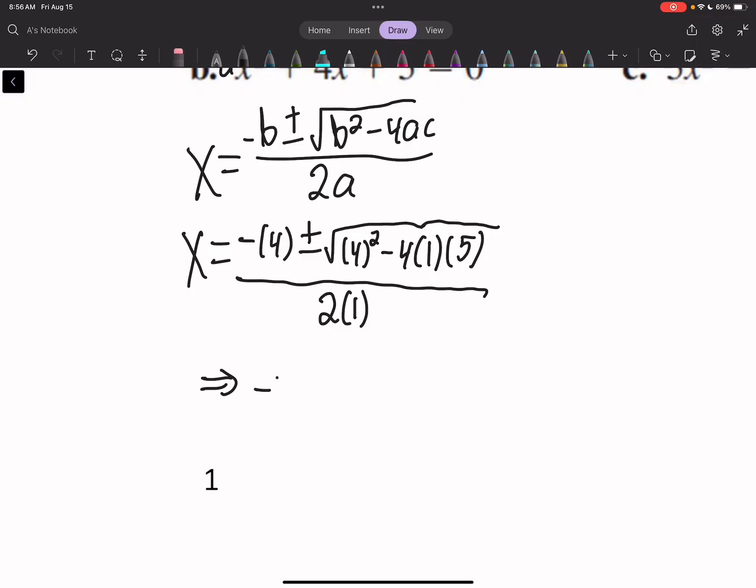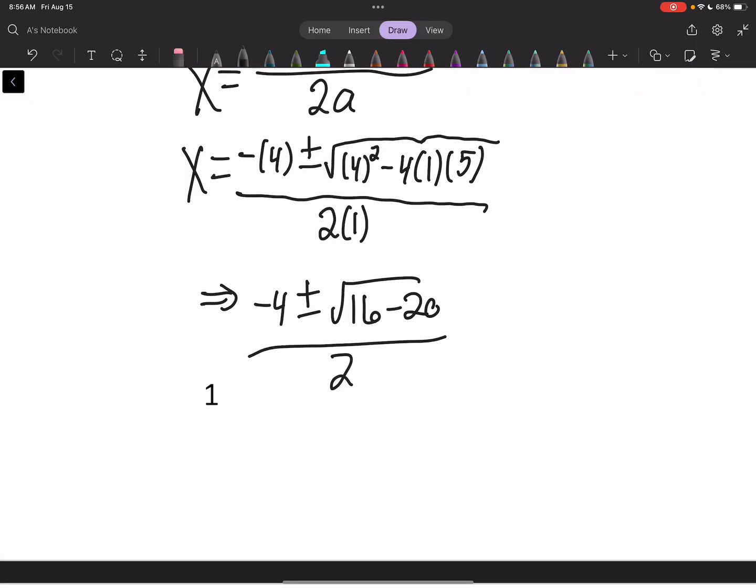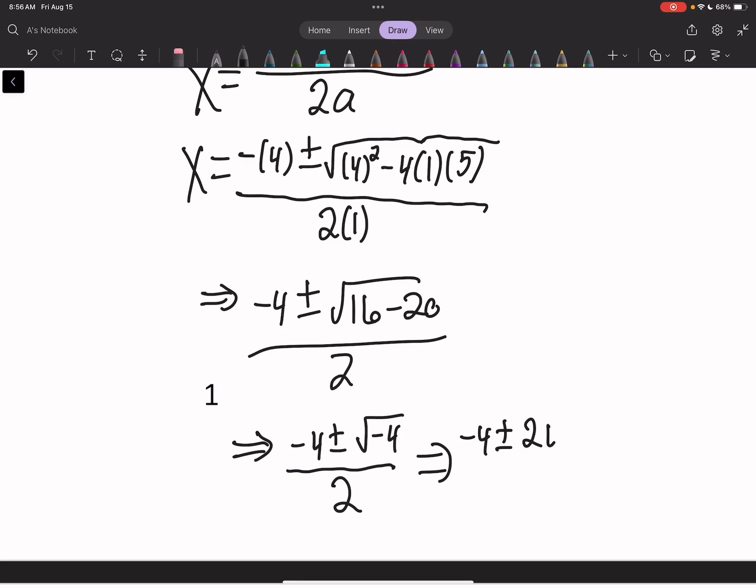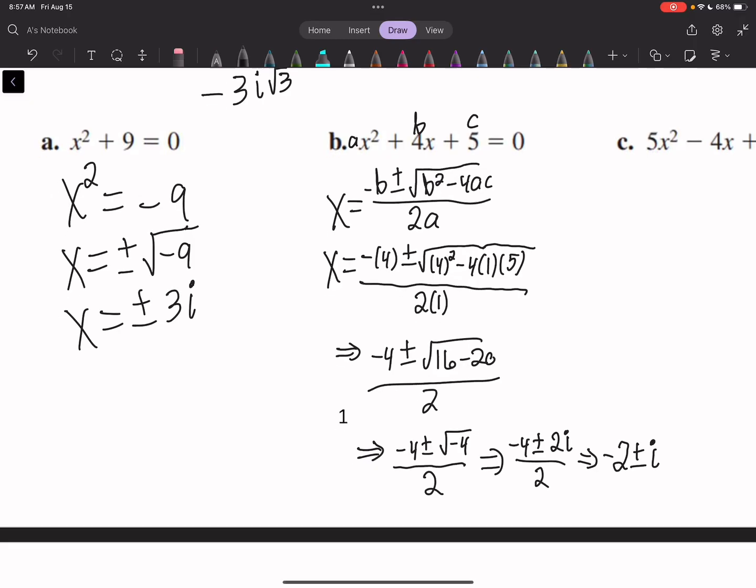This is going to give me negative 4 plus or minus square root of 16 minus 20, over 2. This is going to be negative 4 plus or minus square root of negative 4, over 2. Negative 4 plus or minus 2i over 2. You can simplify this by pulling out the GCF of 2 on the numerator and then dividing, and it's going to give me a final answer of negative 2 plus or minus i. B is finished. Moving on.